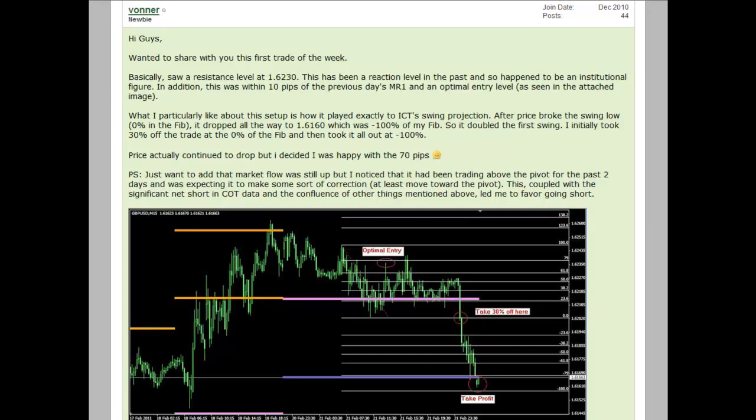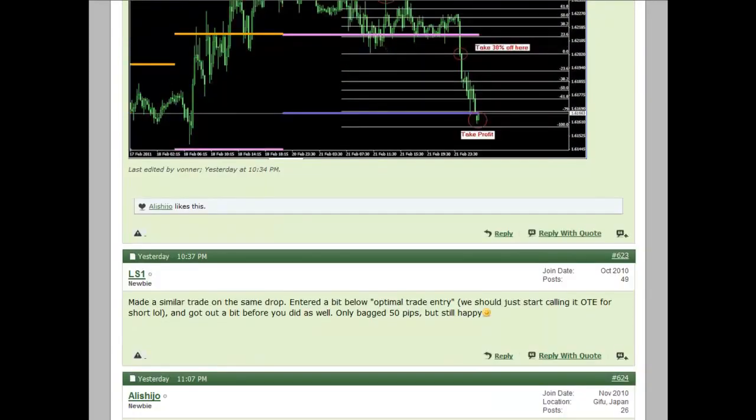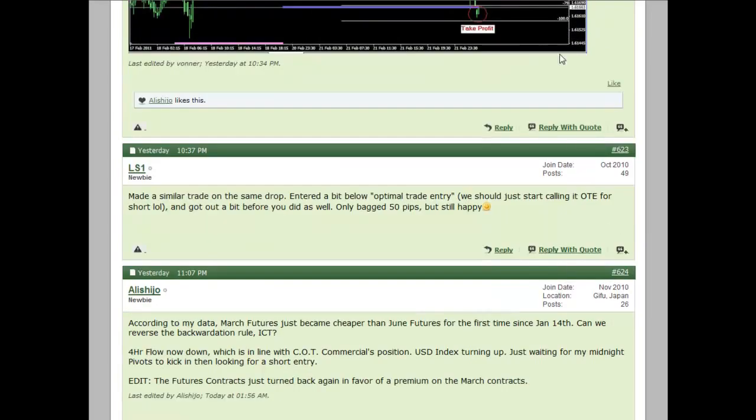I'm stoked. 70 pips, I mean, that's what you should be looking for in the week. And I'm not telling you what to do, and I'm not an advisor, but 70 pips in the pocket already, that's a really good week. So I'm going to definitely like that. Very good, Vonner.